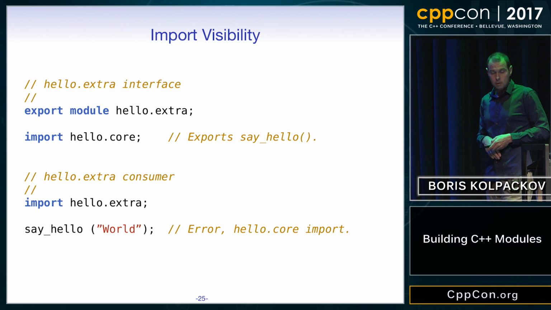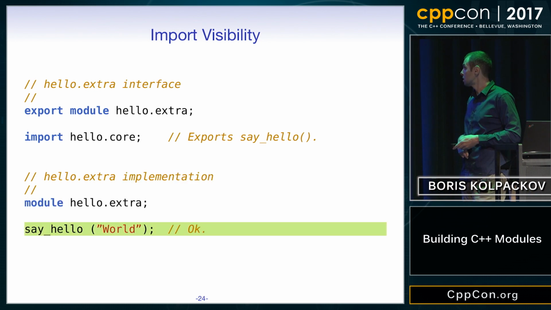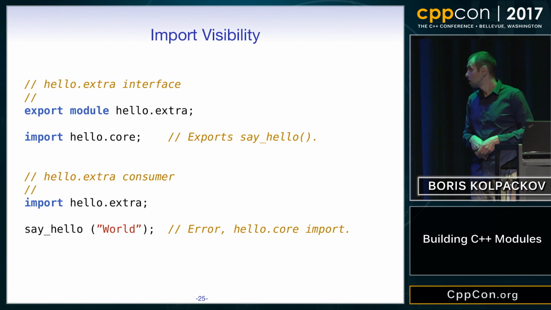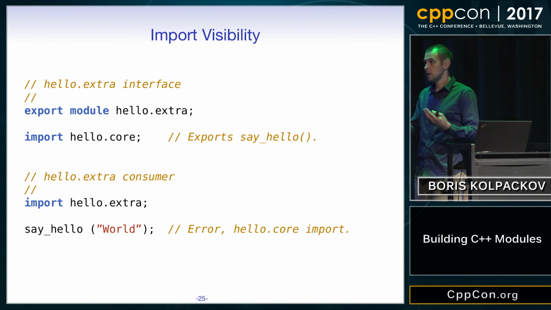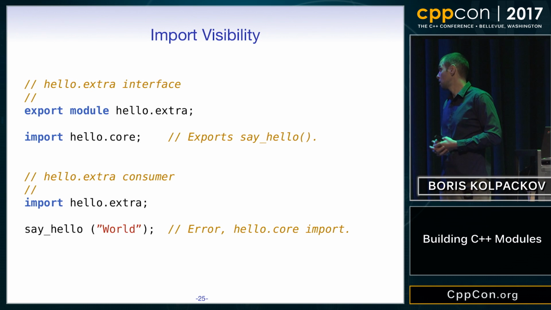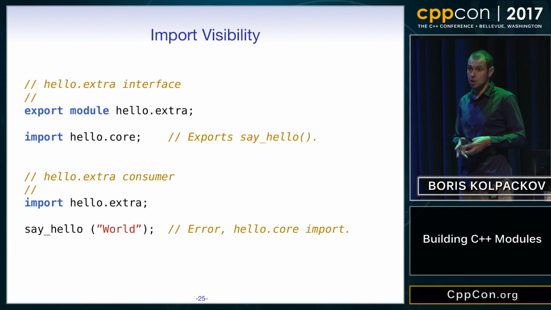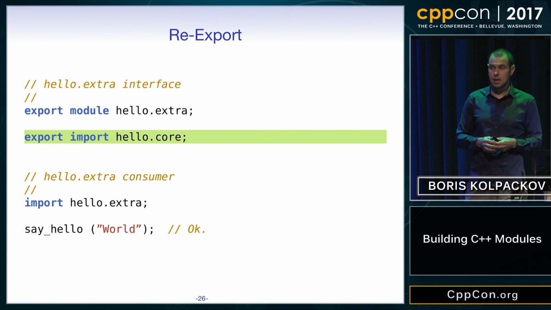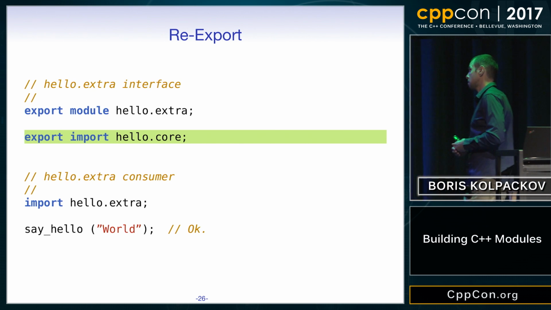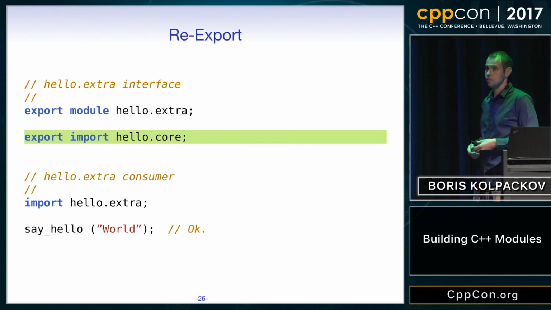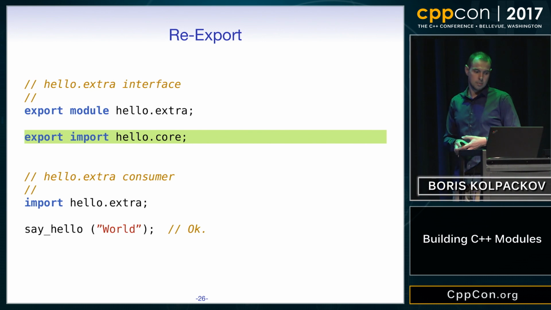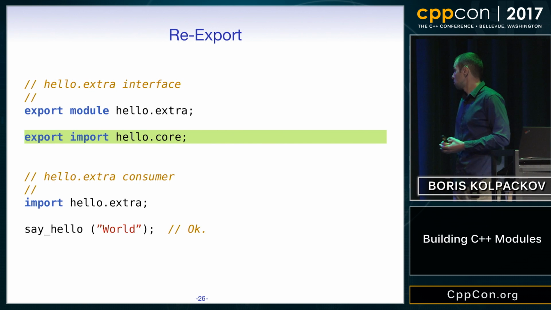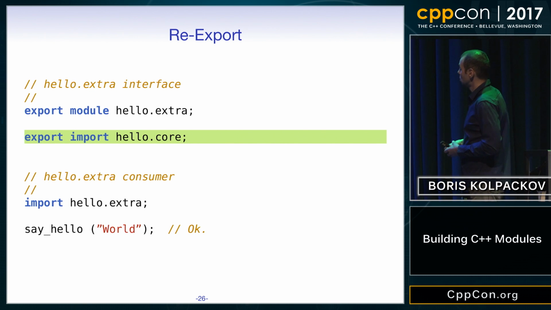This is not the case, however, for consumers. So this is the same example, except now instead of an implementation unit, we have a consumer. So if we merely import hello core, hello extra, the say hello function that was imported from the hello core module is not automatically visible unless the interface decides to re-export the imported module. So this is this funny looking syntax. It caused quite a commotion on Reddit, but I think it actually makes perfect sense. So you export imported module hello core.